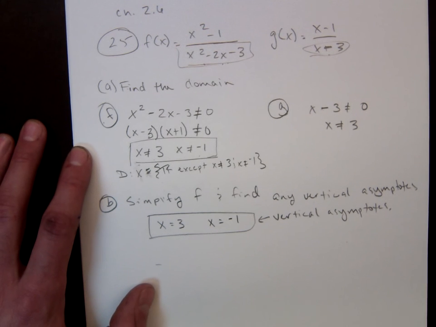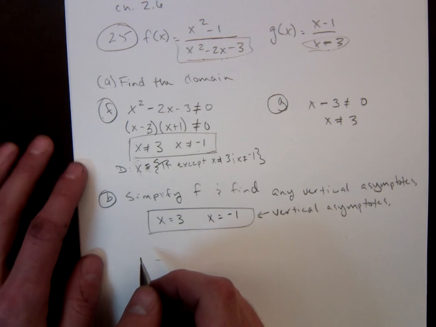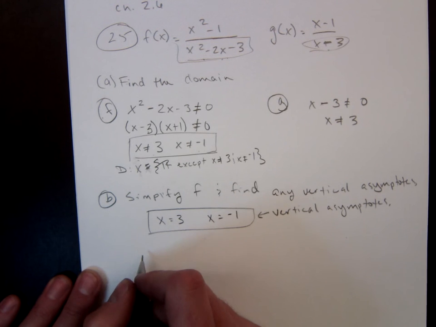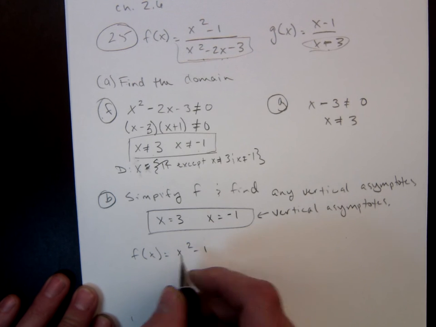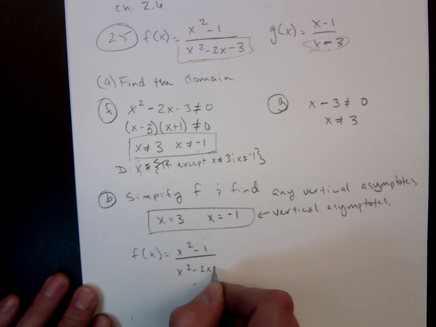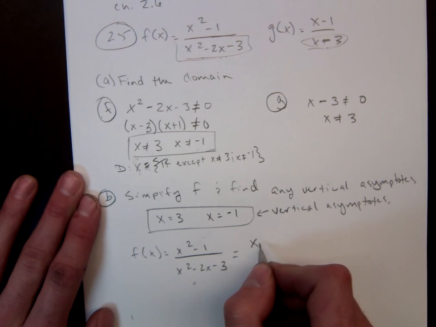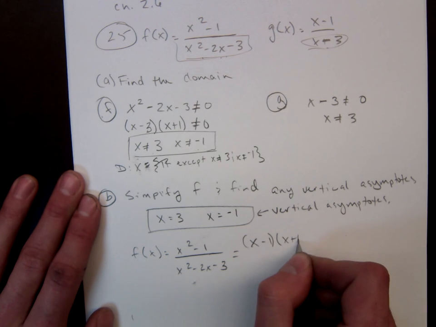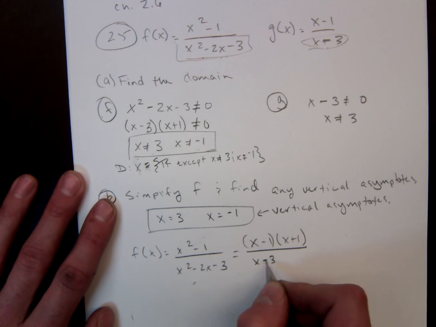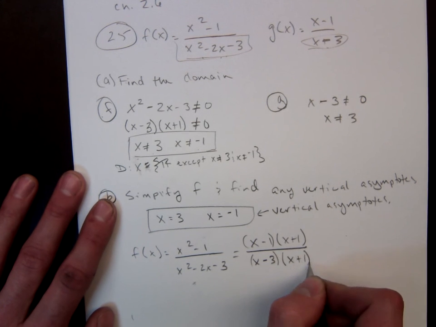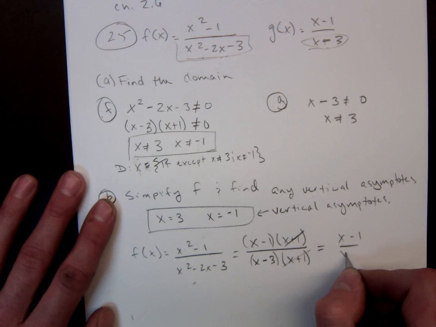Okay. Now it did say to go ahead and simplify, so we're going to go ahead and simplify f, and the way we go about that is we're going to simply factor it. So I have f of x is equal to x squared minus 1 over x squared minus 2x minus 3. Okay, so I go ahead and factor this out, and I'm going to get x minus 1 times x plus 1 over, well, I already factored this, x minus 3 times x plus 1. Okay, and then I cancel those out, and I get x minus 1 over x minus 3.